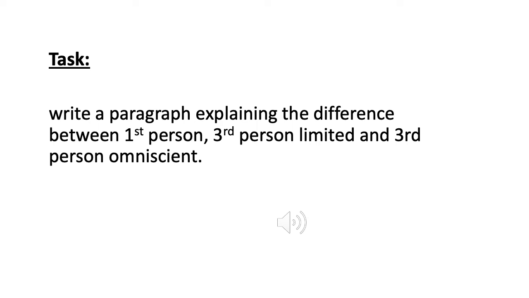But what I'd like you to do is just write a paragraph explaining the difference between first-person, third-person limited, and third-person omniscient. And as you're doing so, reflect upon how your own first-person version of 1984 differs from the third-person limited original. Okay, many thanks.